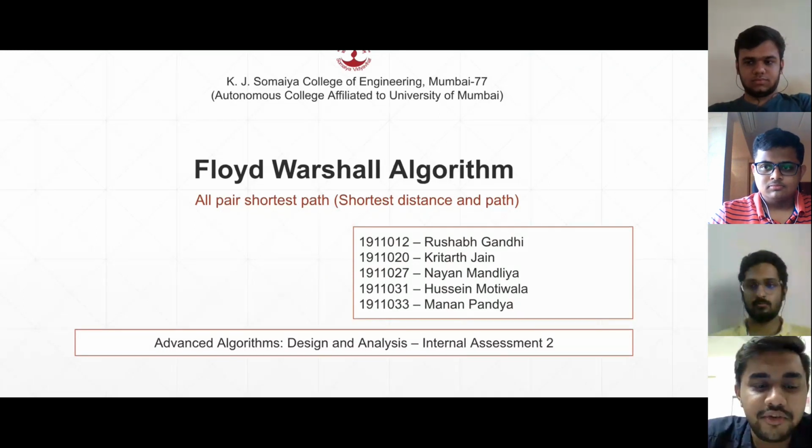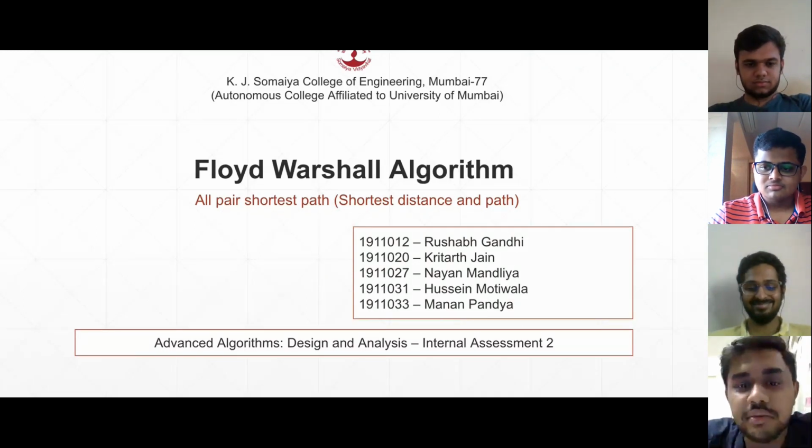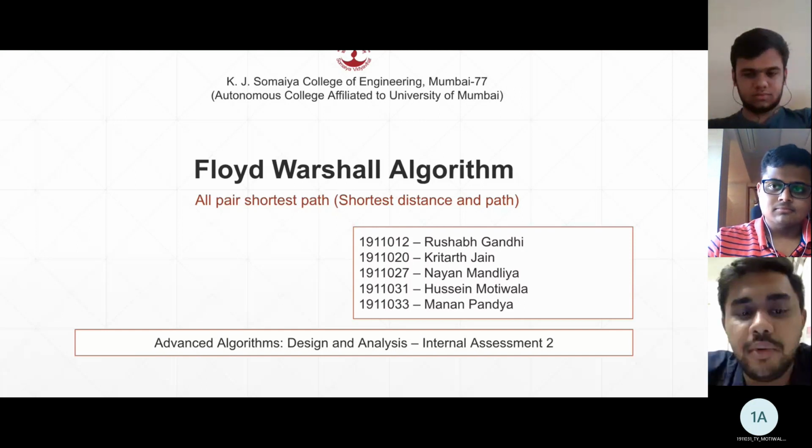Hello everyone. Our topic for Advanced Algorithms Design and Analysis internal assessment tools is the Floyd-Warshall algorithm for the shortest path.